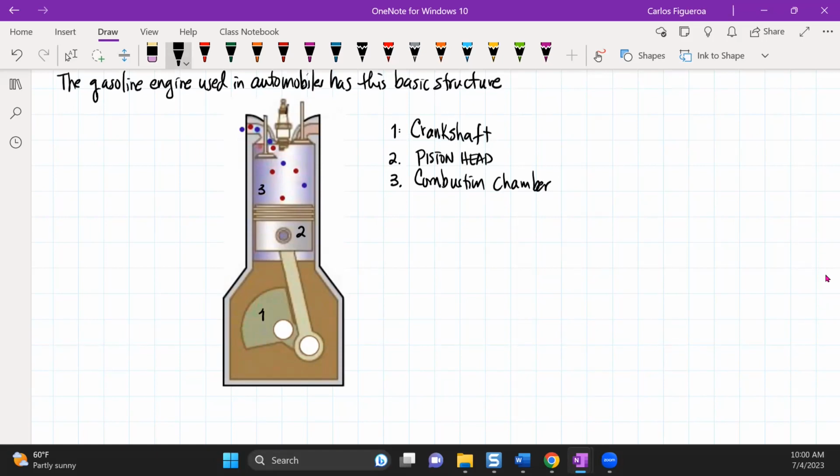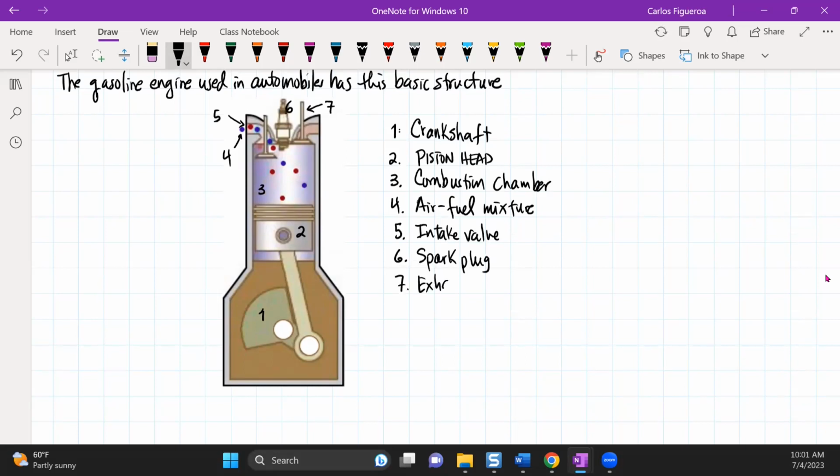And then what you're seeing right here, I'll call this 4. 4 is the air-fuel mixture. And then where that air is actually coming in, which I'll call 5, is what's called the intake valve. And then at 6 here is the spark plug. And then finally, there's this guy right here, and this is 7, and this is the exhaust valve.